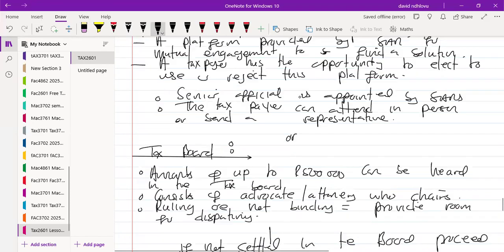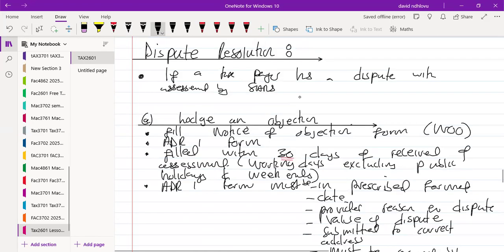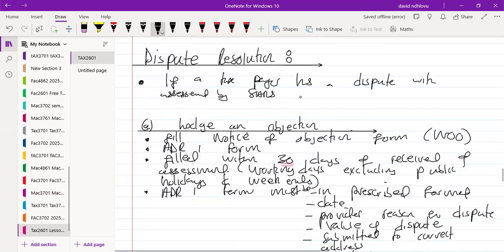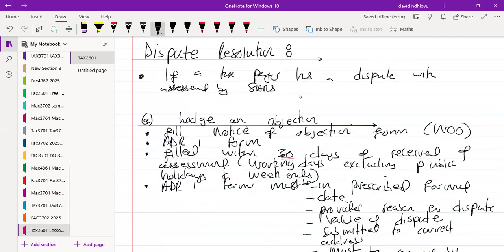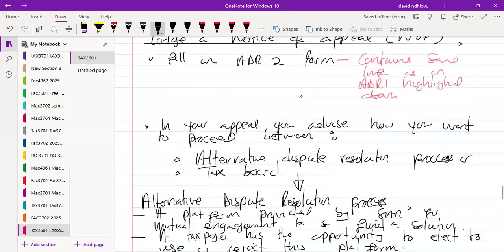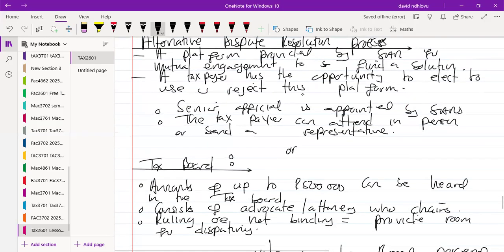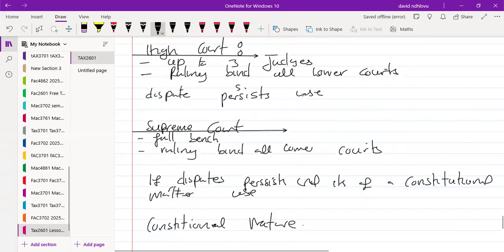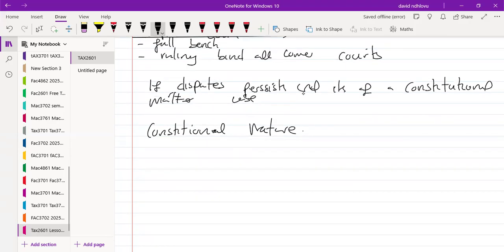And what must you guys know? You must know the order of the dispute resolution process. That's what you get in your multiple choice question. So you must know that you start by lodging an objection, then the notice of appeal, then dispute resolution or the tax court, and then tax court, High Court, Supreme Court, and the Constitutional Court. You get questions that test you on the understanding of this order. There will be plenty of questions like that.